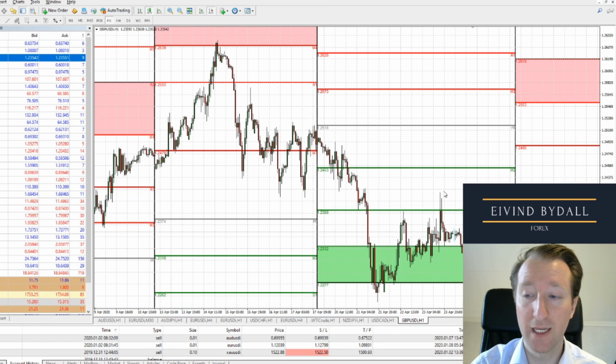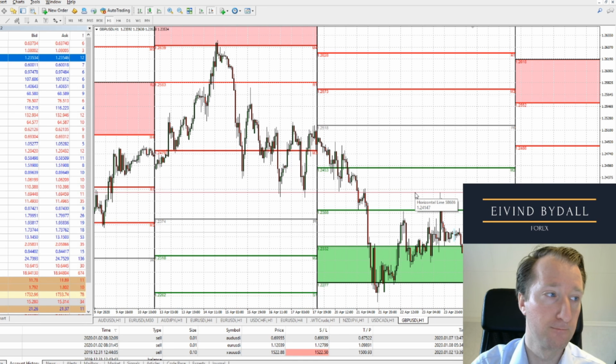I would also advocate for, if you are a seller, this should have been your entry. Why is that your entry? Because it's at support, turning resistance.